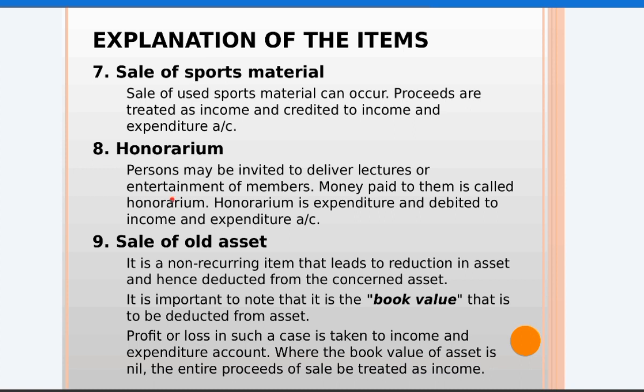Now, we have an item of honorarium. Sometimes the organization may invite people to give lectures in the process of entertaining the members, or you can even invite an entertainment group to come and entertain the members. So any money paid to such persons who come to entertain the members or even educate the members, we call it honorarium, and any of such monies will be treated as an expenditure, and therefore it should be debited to the income and expenditure account.